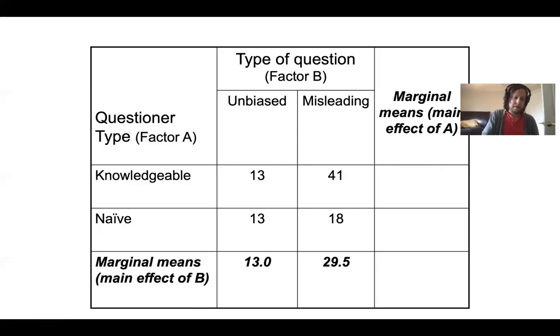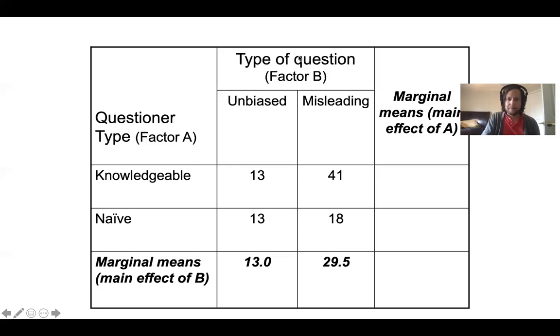And then here are the marginal means, the means compared for the main effect of factor B. You do it the same way, but here we do it in the vertical direction. 13 plus 13, 26, divided by 2 equals 13. Let's see, what would the math be here? 41 plus 18 equals 59. 59 divided by 2 equals 29.5. These are the two means that are compared for the main effect of B, that is, the type of question asked. We care whether there was a difference in the amount of errors people made in their memory regarding the bank robbery, depending on whether the questions that were asked were unbiased or misleading.